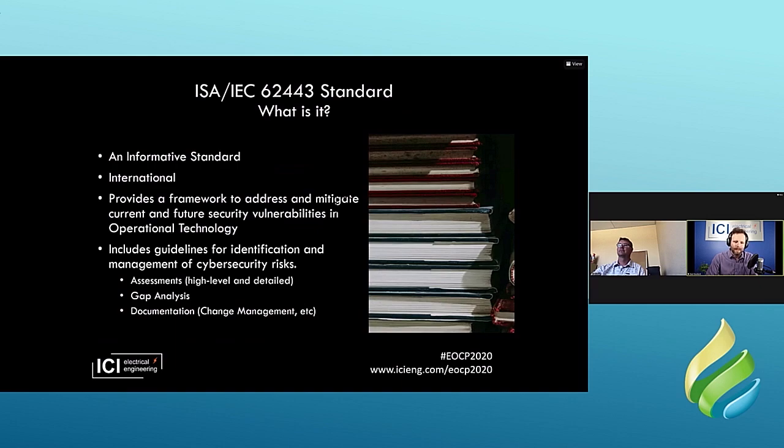So, the ISA IEC 62443 standard. It's ISA, which is international, and then when it gets adopted to North America, we see IEC get involved to help normalize it when necessary. This is actually an informative standard, which means it does not use terms such as shall or shall not. It's not prescribed or officially required in BC or really anywhere in Canada right now.